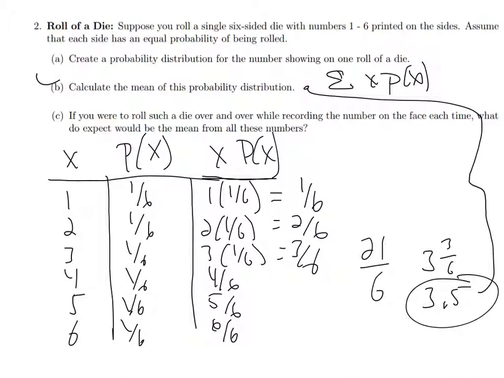I know with dice it isn't that exciting, but that's the same kind of thing. The dots in this case are what we're going to win. And now it says if we were to roll a die over and over, what would you expect to be the mean of all these numbers? I would expect it to be 3.5 because that's the long run average. Okay, let's do another problem.